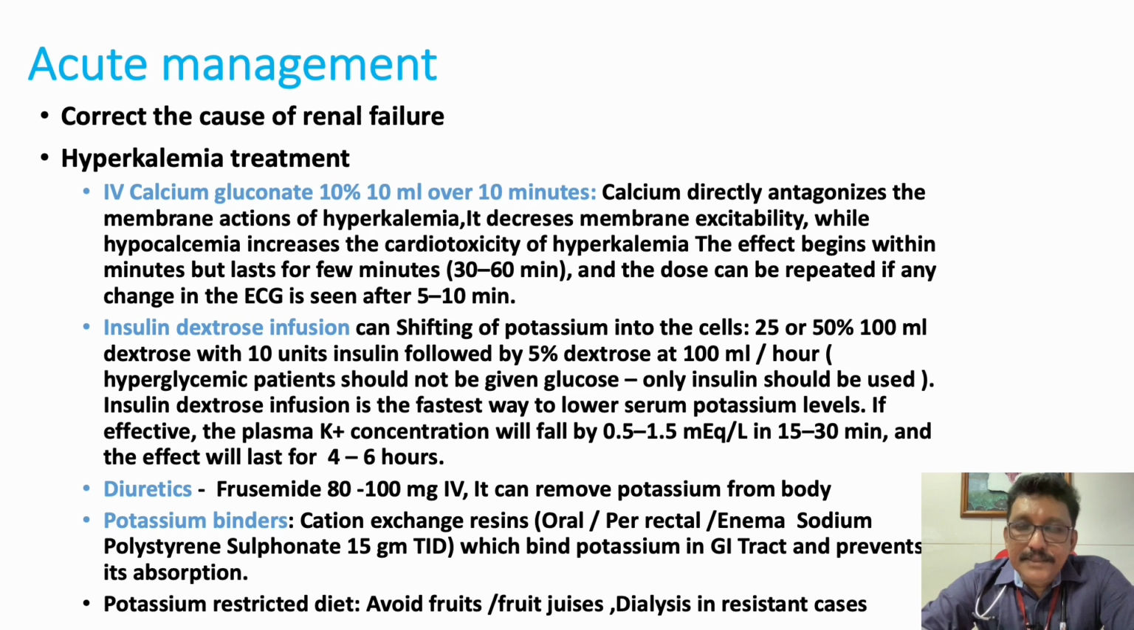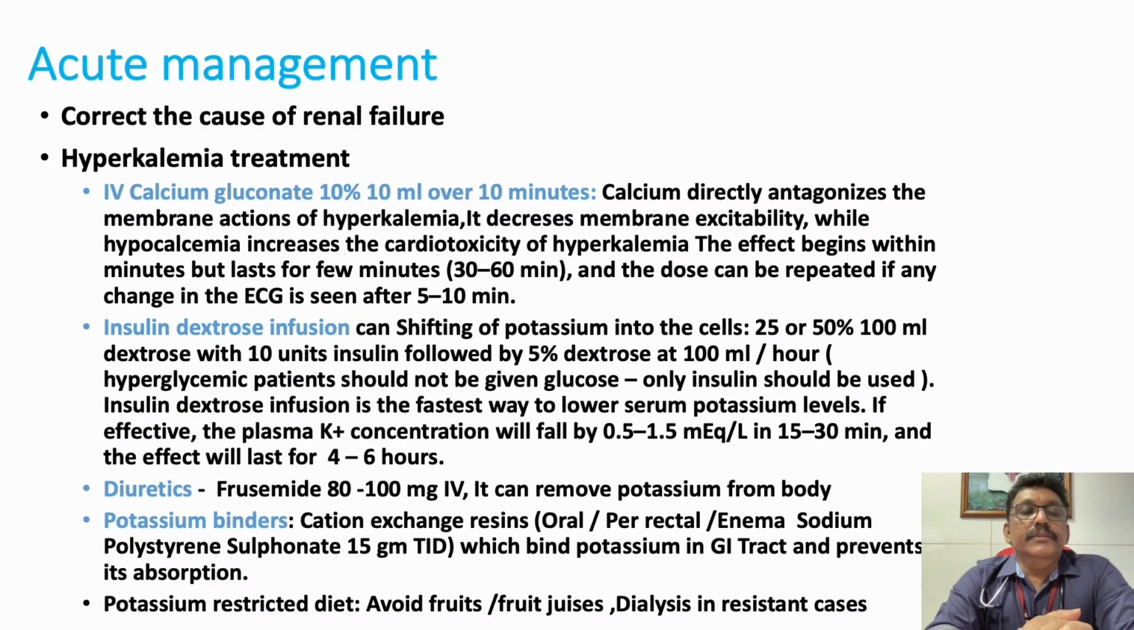So if there is ECG changes, we have to give calcium gluconate. Calcium gluconate is a drug which can stabilize the membrane, which can prevent the arrhythmias. 10%, 10 ml over 10 minutes can be given to prevent arrhythmias. It acts for 30 to 60 minutes.